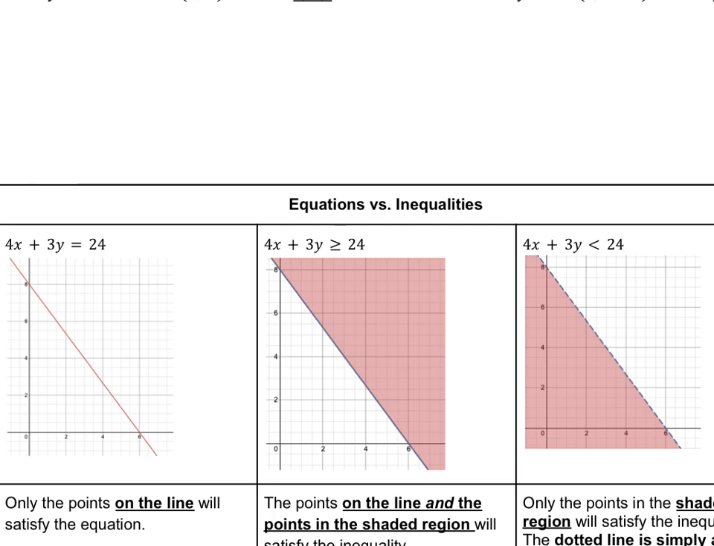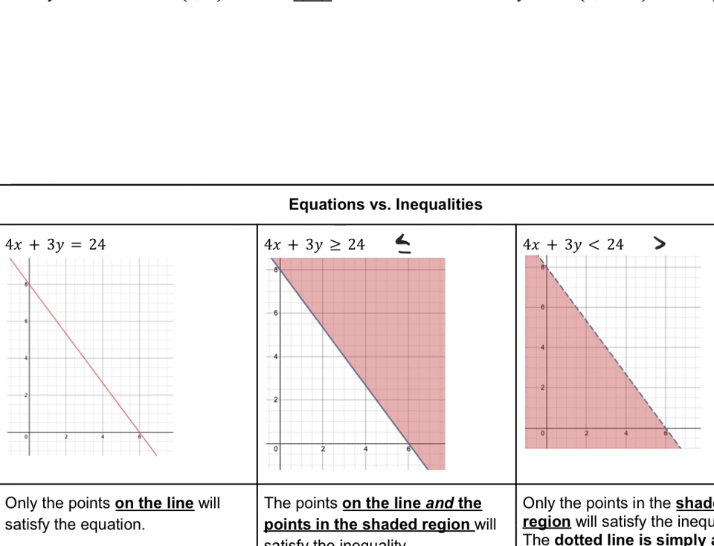One thing I want to point out is the difference: if I have an equation, I just get a line. That's it. If I change that to an inequality, I'm going to get a line, and I'm also going to get a shaded region. If it's a certain type of inequality, I'm going to get a solid line or a dotted line. If I get greater than or equal to or less than or equal to, I'm going to get a solid line.